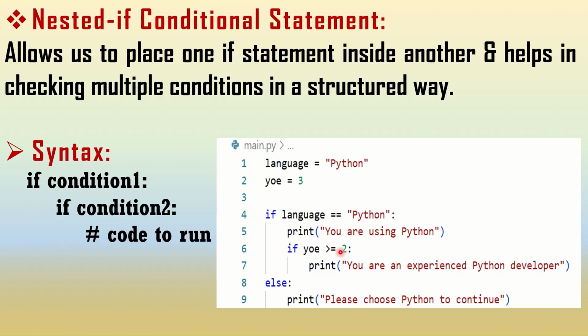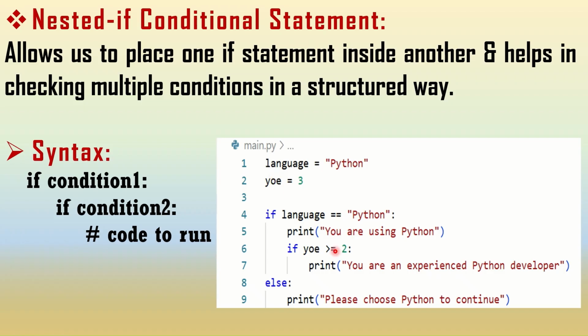So if this nested if condition also becomes true, then the set of statements inside this nested if conditional statement will be executed, saying that you are an experienced Python developer. If at the starting itself this condition becomes false, then directly the else block will be executed. So here also the else block will be executed. This is how nested if conditional statements are going to work.